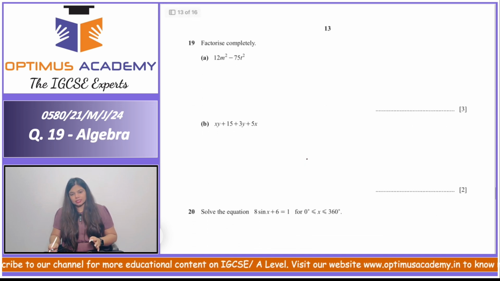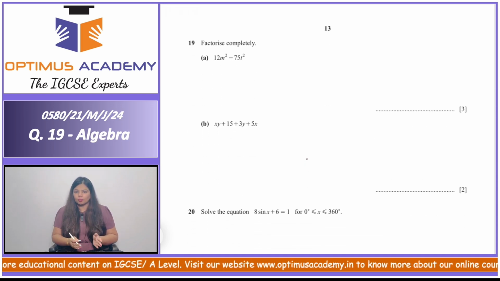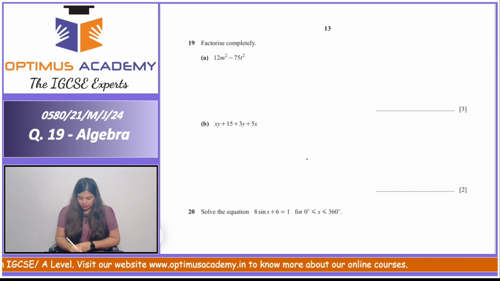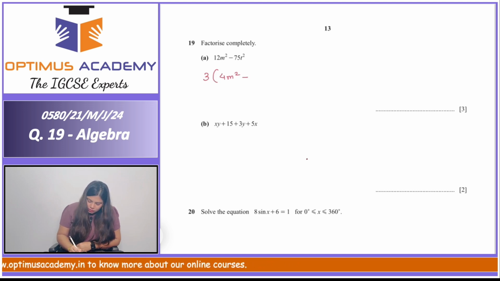Next, in question 19, factorize completely. Factorize means taking common. So we're going to see what we can take common from 12 and 75. So let's take 3 common. We get 4m square minus 25t square.